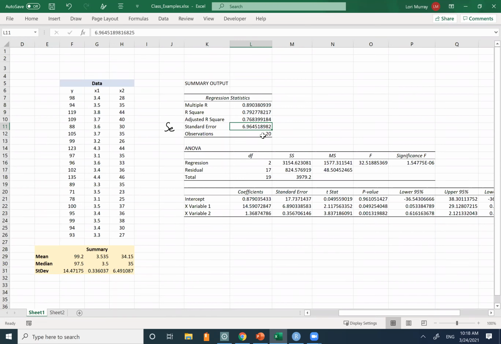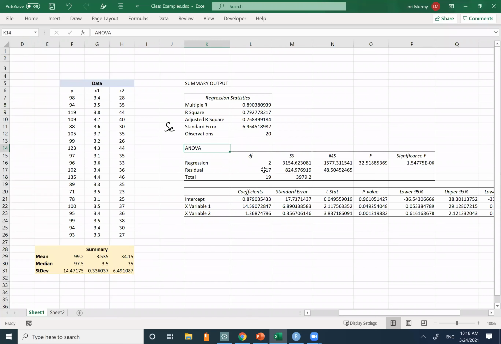Okay, and then we have the number of observations. The number of observations is 20, so we should have 20 rows here in our data set. So that means there were 20 rows. Okay. The output also gives an ANOVA table.